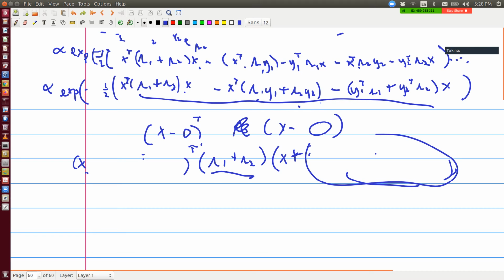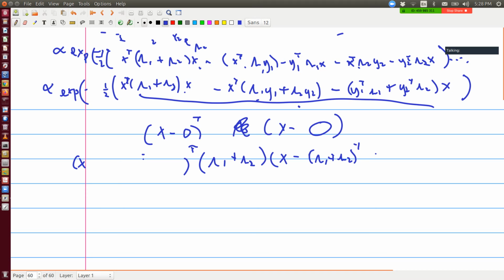So what I can have as an option is, let's see, we simply have lambda 1 plus lambda 2 inverse, right? And lambda 1 y1 plus lambda 2 y2. Now if I have this, then x transpose multiplied by this guy will get me this one, right? That's right. Why?